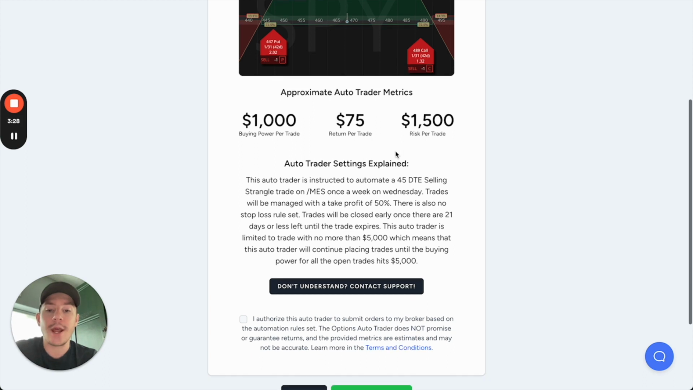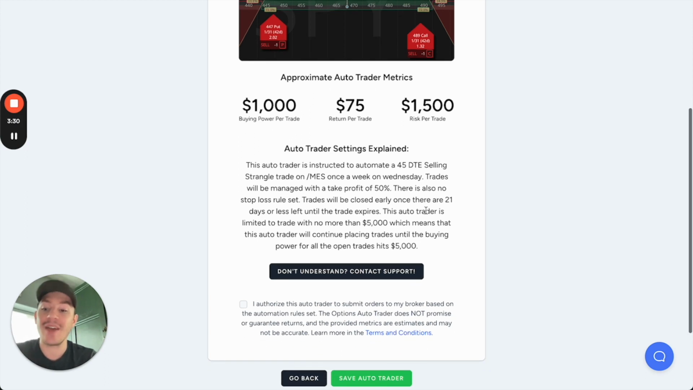All right, now what I do want to understand here is this. The options auto trader will only ever do what you say. It's not AI, it's not a black box, it's not some weird thing. It only follows the rules that you set. So let's understand the rules that you set. This auto trader is instructed to automate a 45-day selling Strangle trade on MES once a week on Wednesday. Trades will be managed with a take profit of 50%. There's also no stop loss rule set. Trades will be closed early once there's 21 days or less until expiration. Perfect. This auto trader is limited to trade with no more than 5,000. Perfect. All our rules are set. I understand them. We are good to go.